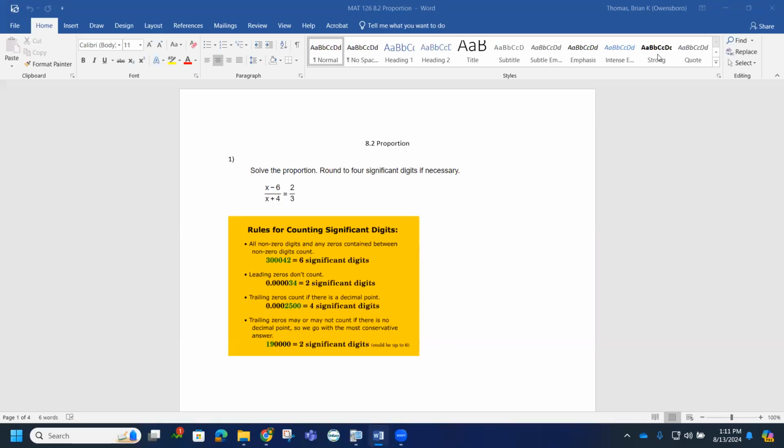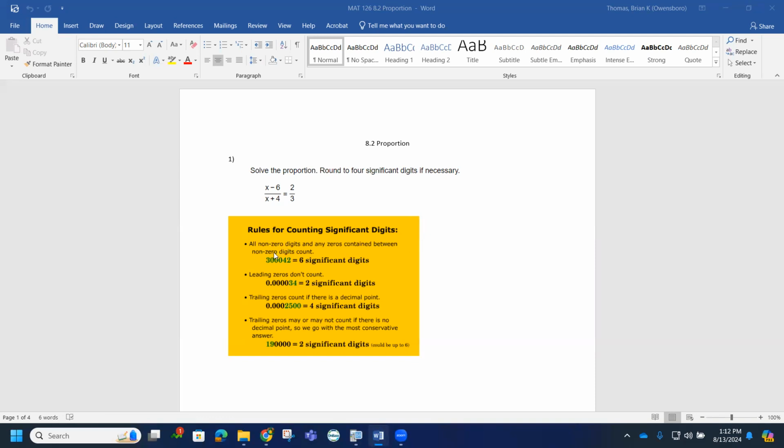As we move into chapter 8, working with proportions, let's look at this first question. Solve the proportion, round to 4 significant digits if necessary. There are some rules for dealing with significant digits.